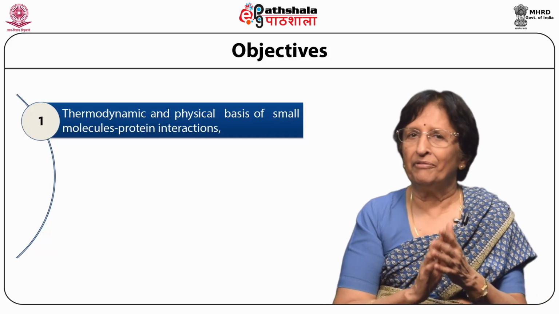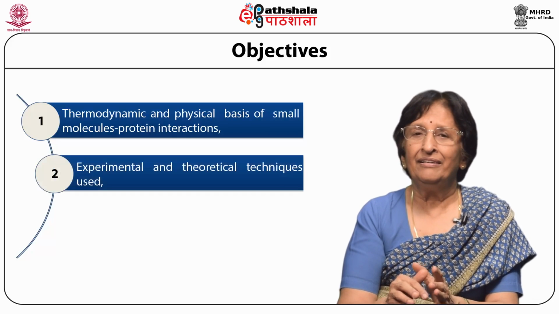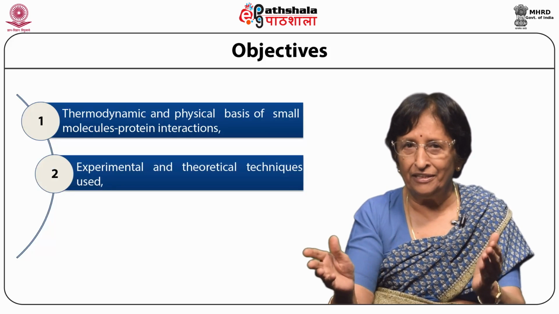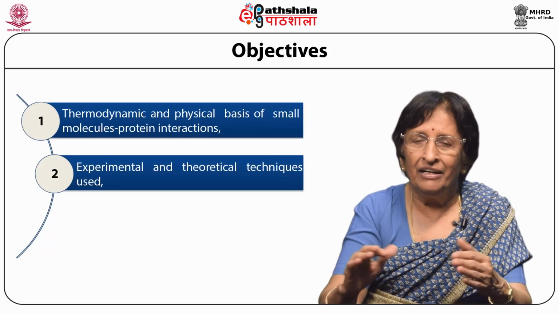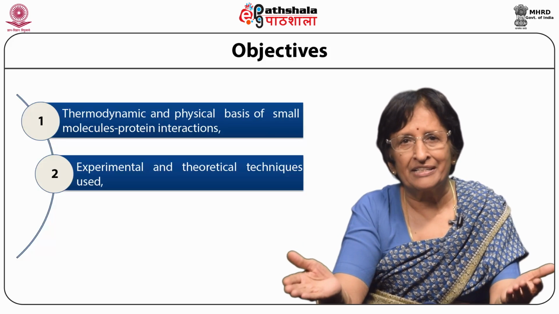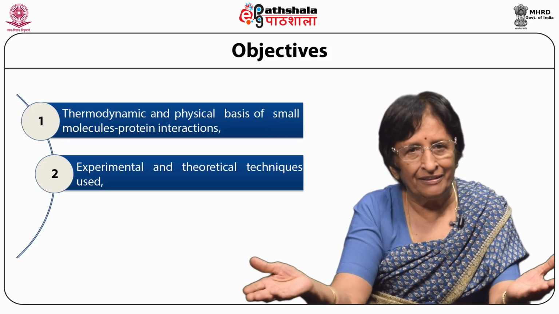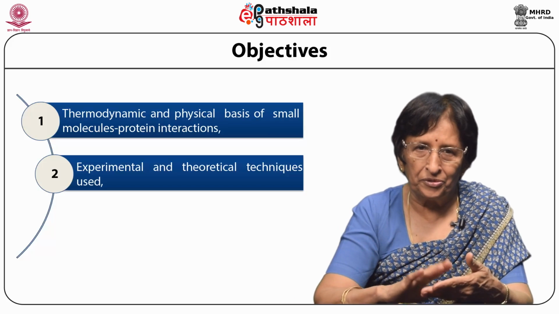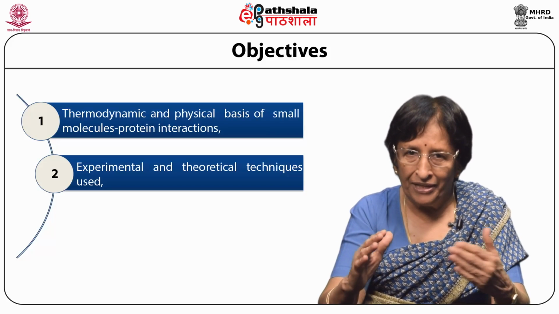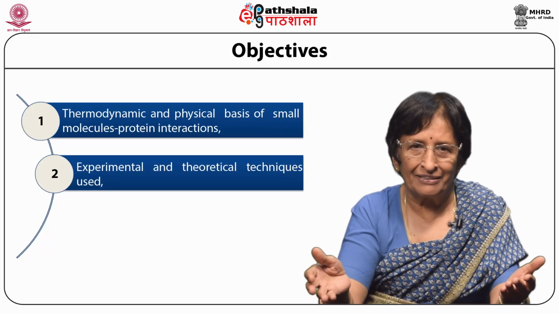Next, I want to describe experimental and theoretical techniques used, because it is first necessary to understand how we can study the interaction, and only then can we decide whether this interaction was better than another interaction. Next, I want to quote and describe a couple of examples of small molecule and protein interactions.